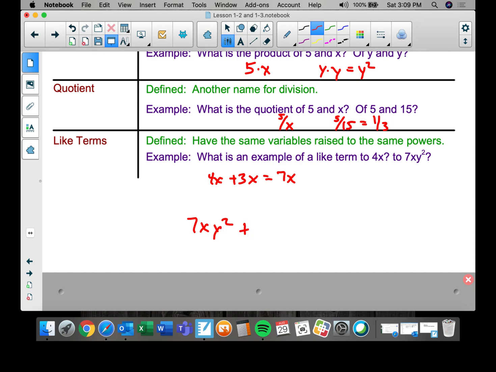I could add, let's say, 3 more, but to make them like terms, they'd have to also have xy squareds in them. So the coefficient tells you how many you have. And if I put that together, I'd get a total of 10 xy squareds. Okay? So that's the idea of like terms. You're adding the same variables with the same powers. And the coefficient is just telling you how many of each one you're putting together.